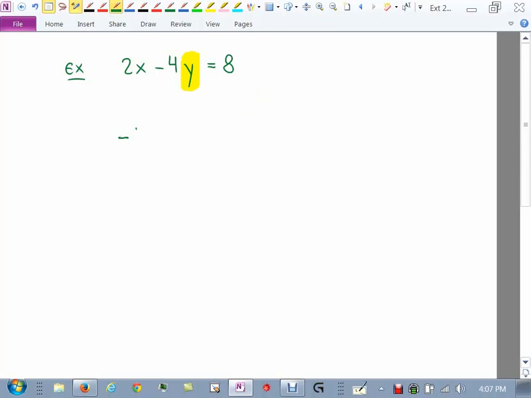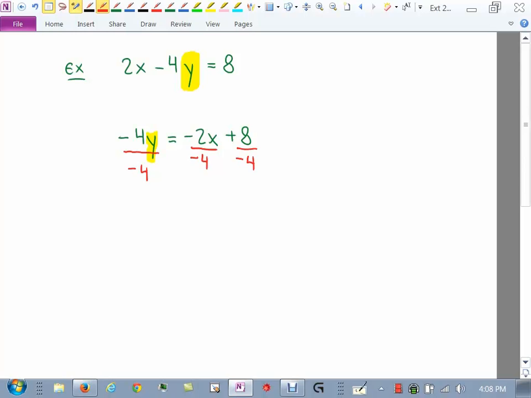When I do that, it goes away on the left. It appears on the right as a negative 2x, and I still have the positive 8 over there. I'm not actually showing that, but essentially I'm subtracting 2x on both sides. Then how do I get that y by itself? I divide by negative 4. Now I will show this step. I divide this by negative 4, this by negative 4, and this by negative 4.